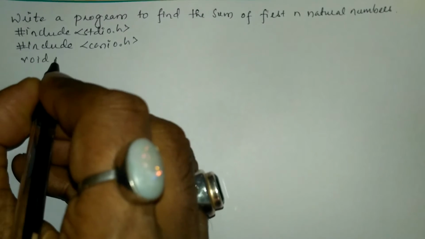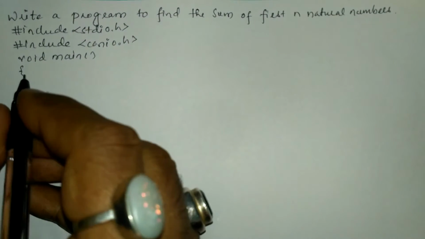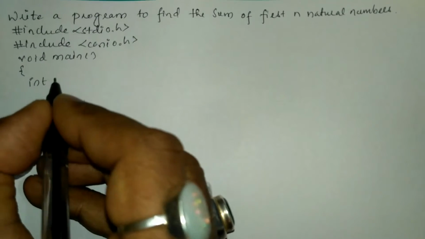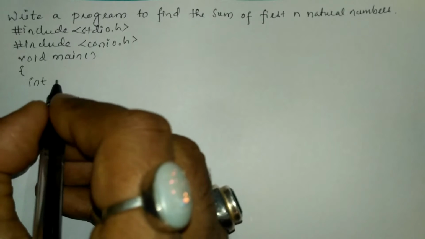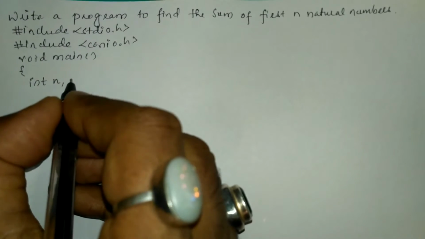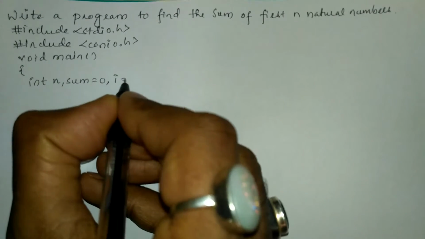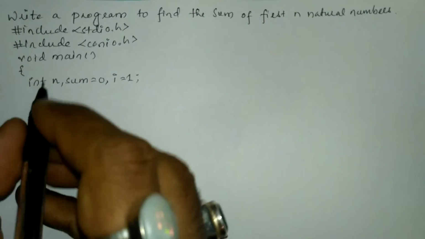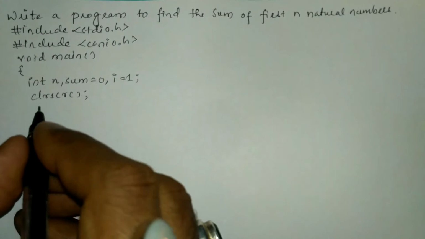Here we are going to write void main function, curly open brace, and now I'm going to declare all the necessary variables which are to be used in the program with data type int n, sum is equal to 0, and then i is equal to 1, and put semicolon. Now let us write the clrscr function which is used to clear the screen.